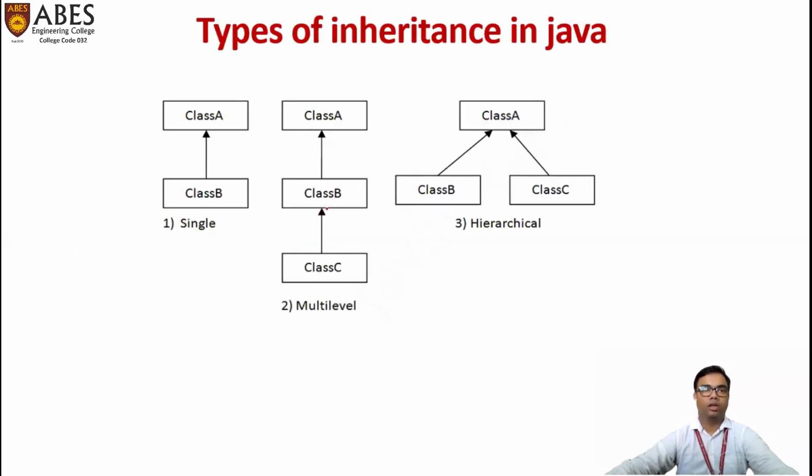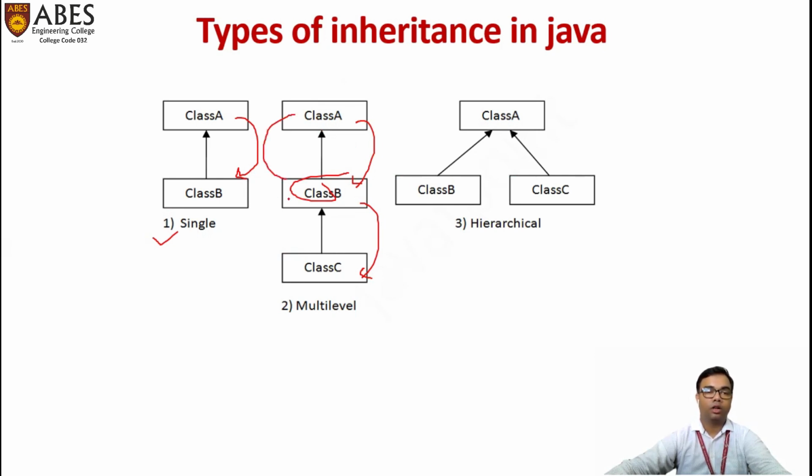Java basically supports three types of inheritance here. The first one is single inheritance. Here we have a class A and we are going to inherit it in class B. The second one is multilevel. Here class B inherits class A. Next, we have class C, which inherits class B. So here you can see we have a method in class A inherited here.